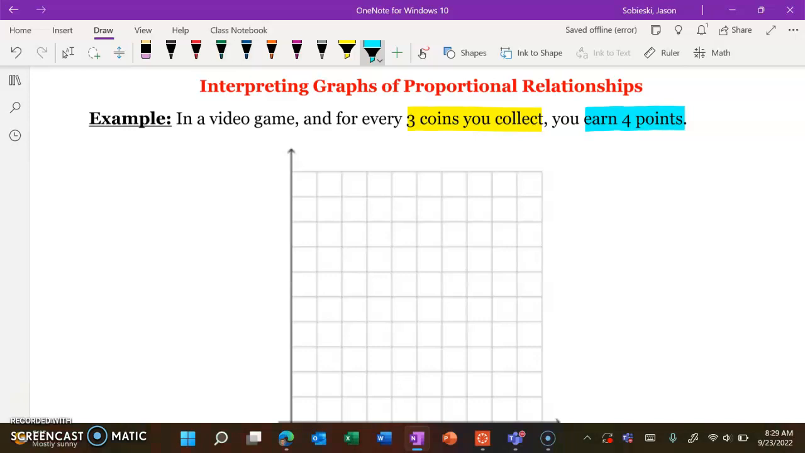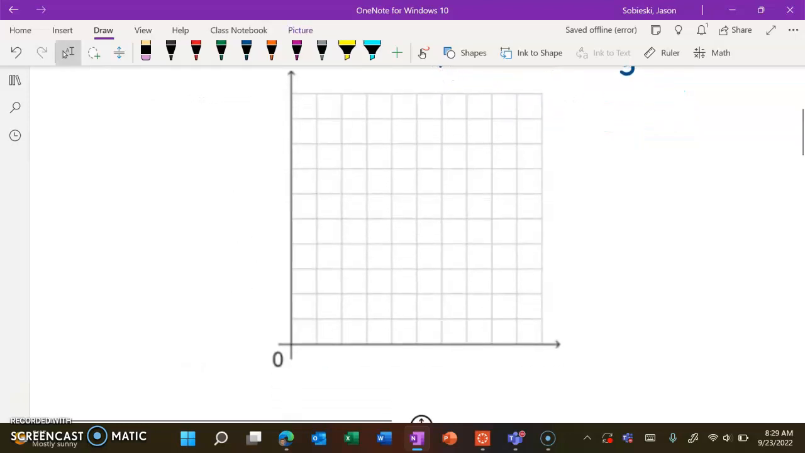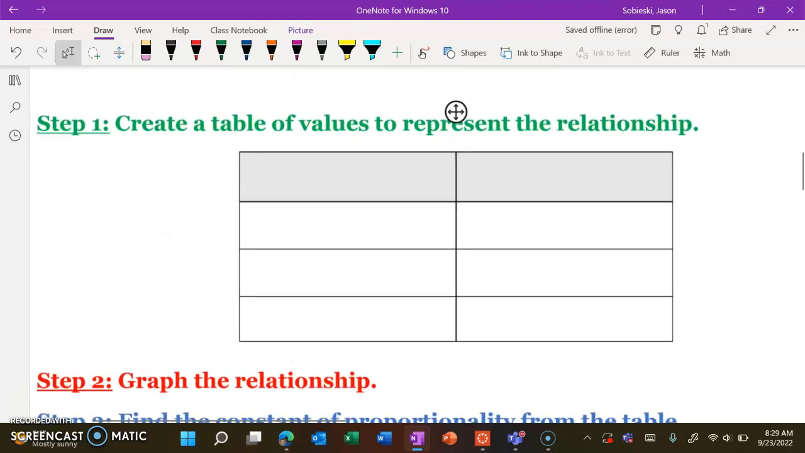So first thing we practiced before when we did tables, we have to decide which variable is independent and which is dependent. So if you think about it, the number of points that you earn depends on the amount of coins that you collect. In other words, the coins is your independent variable, which we always use as our x, meaning that the points, which depends on the amount of coins, the points is dependent, so that's going to be our y variable. So we're going to go down and start setting up our table.